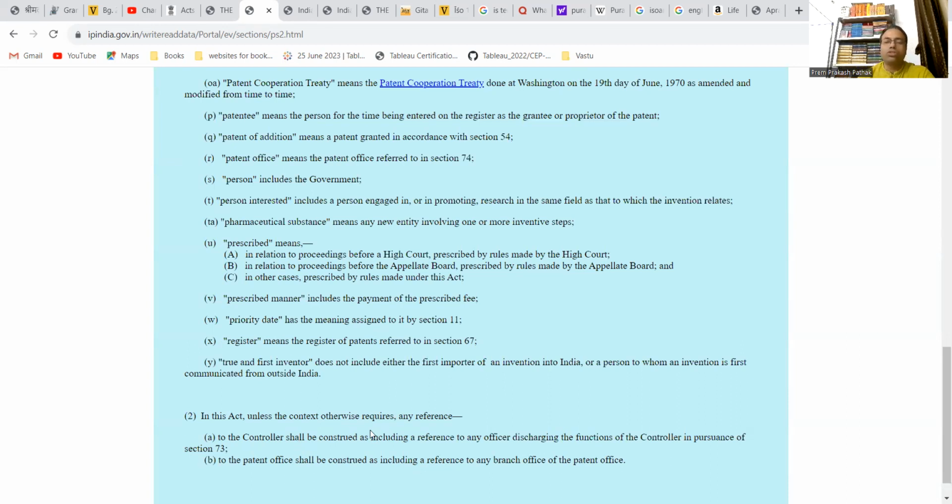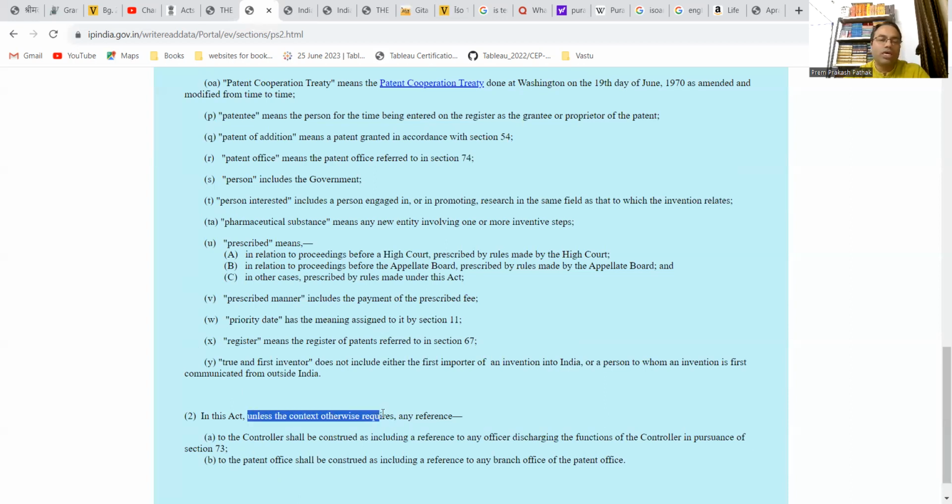So if the controller is not doing it himself, but assigns an officer to discharge the function, then we will have to take it as if the controller has done the same task, unless the context otherwise requires. To the patent office shall be construed as including a reference to any branch office of the patent office. It means that whenever it says patent office, it also includes the branches of the patent office. That's very simple to say. But it says unless the context otherwise requires.